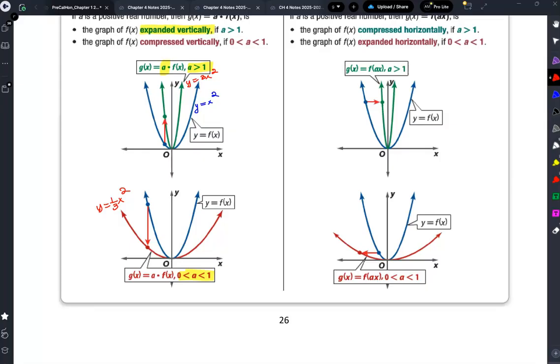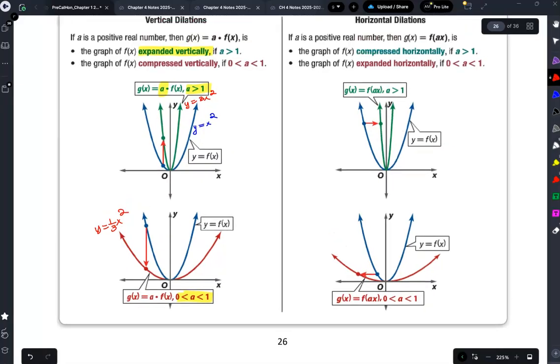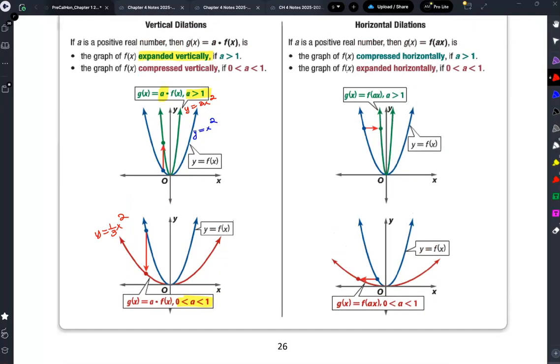Now, this one is different. So now what about a horizontal dilation? So suppose this is y equals x squared, and suppose this is y equals 3x squared. Do you see the difference now? The x is being multiplied by 3. So there is a difference here. And here's how that works.